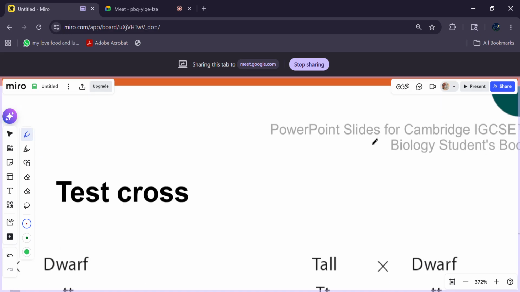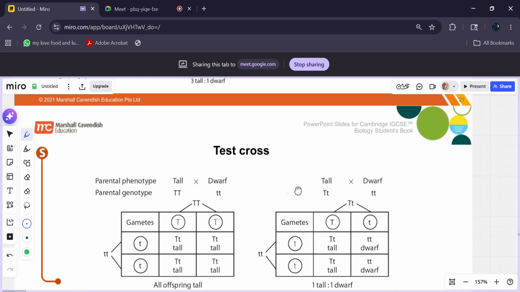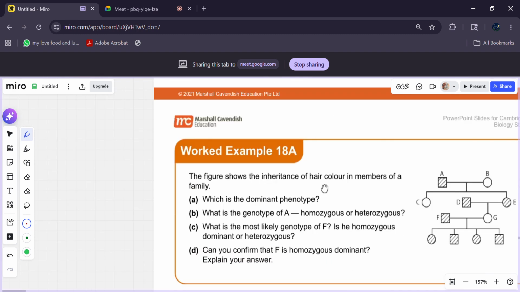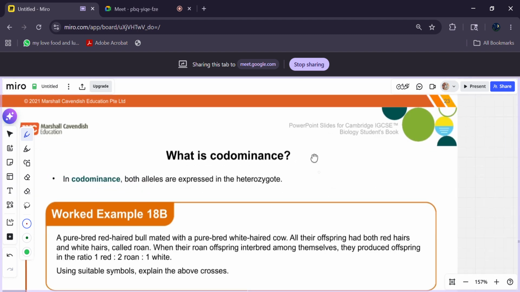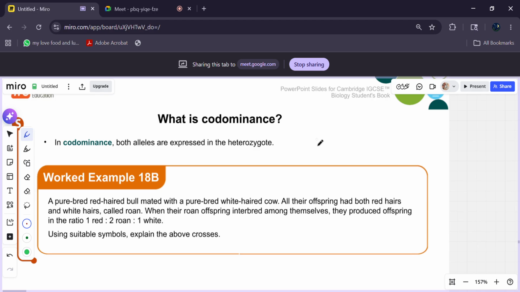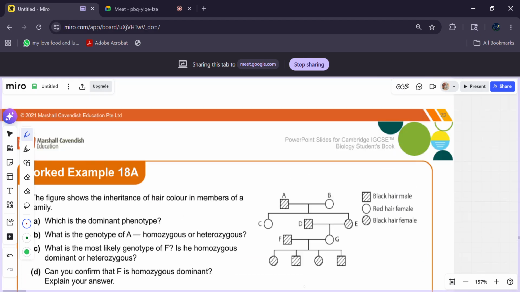So let's move on to test crosses. In a pea plant, tallness is a dominant phenotype. If you're given a tall pea plant, how can you find out whether it's homozygous dominant or heterozygous dominant?